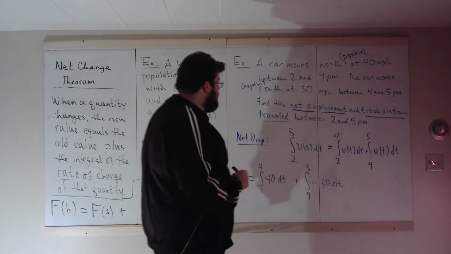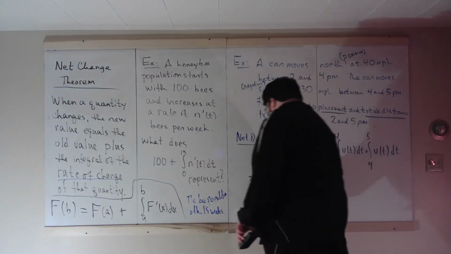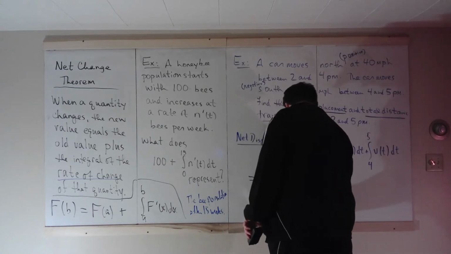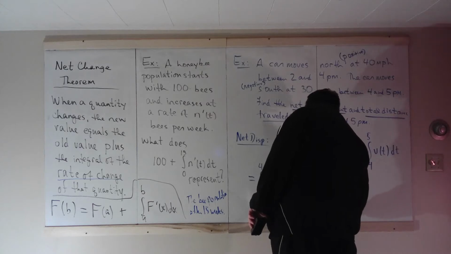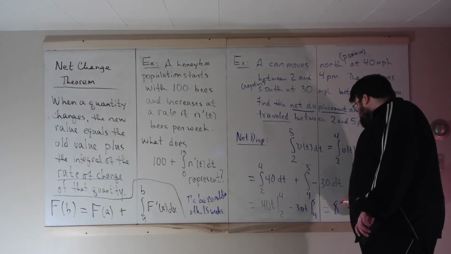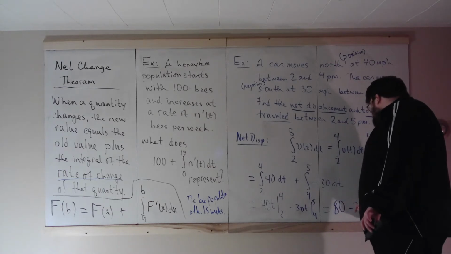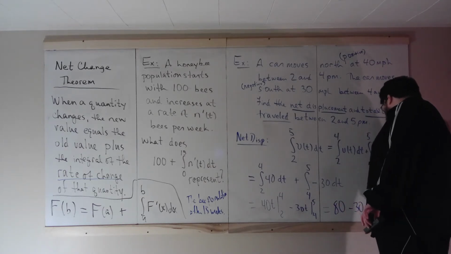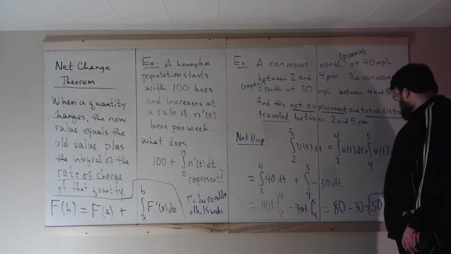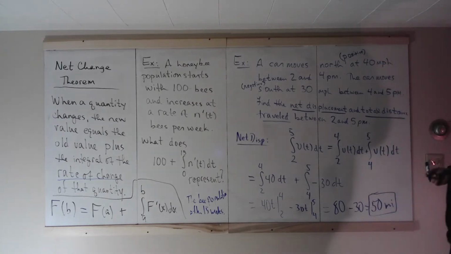with respect to time. And now we just need to evaluate this integral. Well, first thing would be what? 40t from 2 to 4. The next thing would be negative 30t from 4 to 5. 40t from 2 to 4 is 80. 40 times 4 minus 2, 40 times 2 is 80. Minus 30 times 1 gives you negative 30. 80 minus 30 is 50. So overall, the net displacement is 50 miles in the positive direction, so 50 miles north.